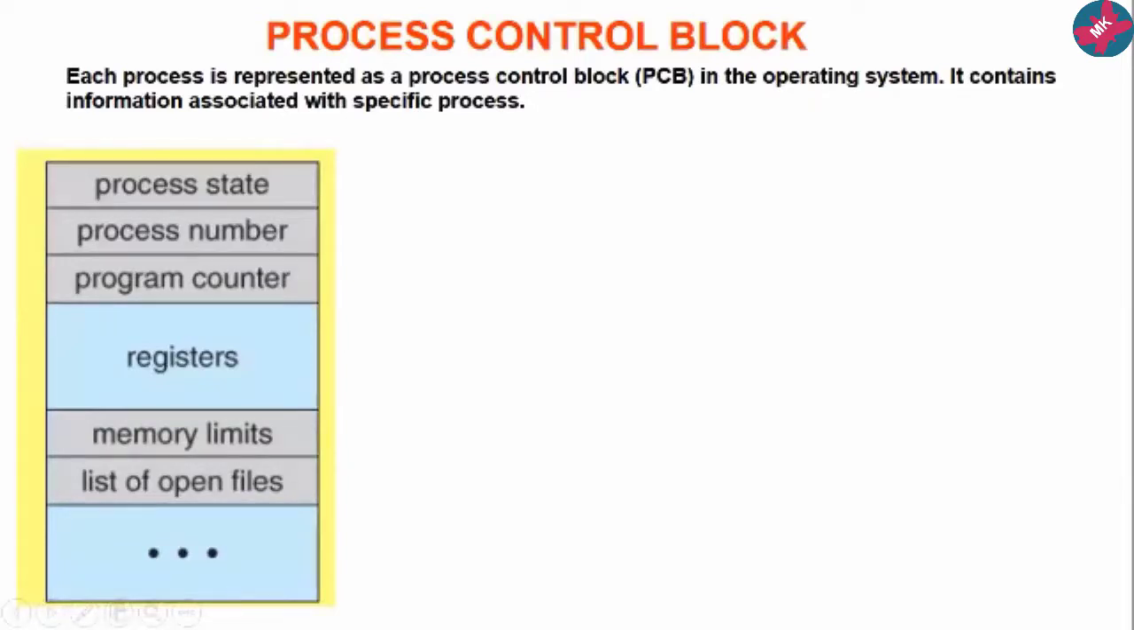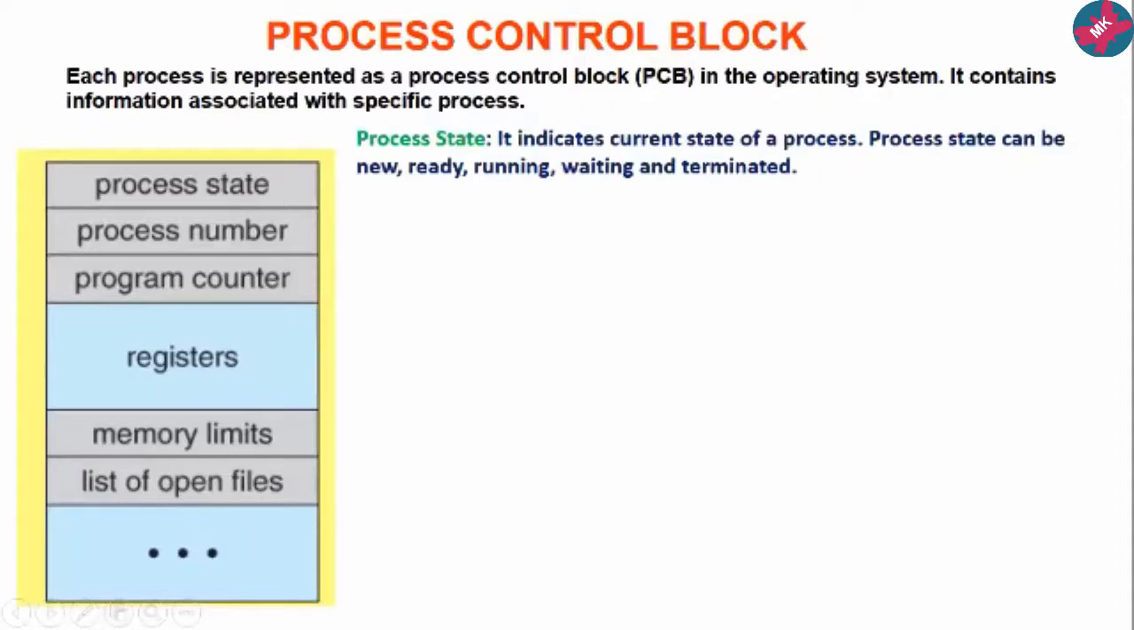Now in this diagram you can see there are different sections in the process control block. One by one we will be discussing all of these different sections. The first section is process state. It includes the current state of the process, and we have already studied that a process can exist in any of the 5 states: new, ready, running, waiting or terminated.